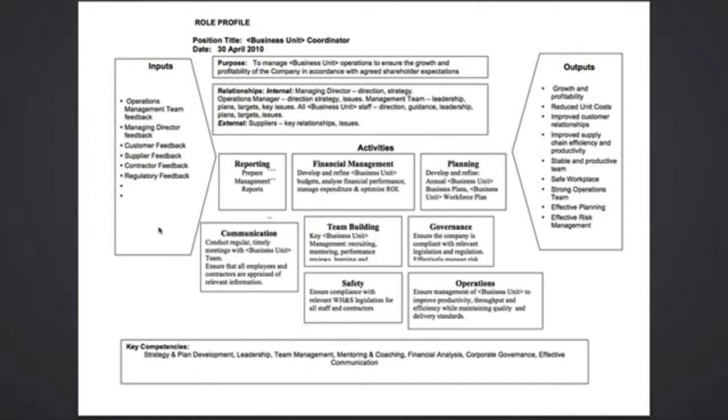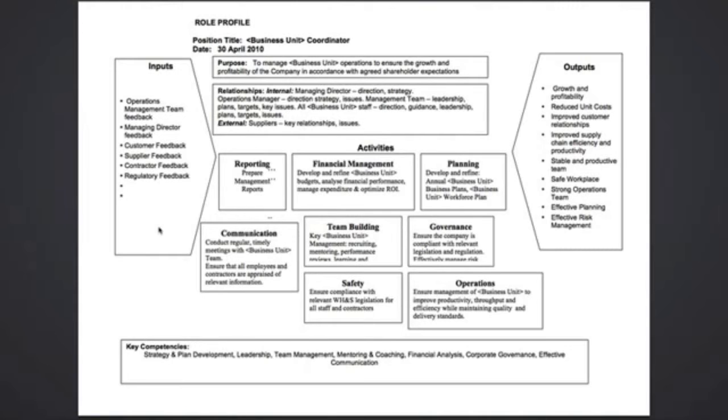Once you've defined the outputs, then it's relatively simple to go through and define the key activities. What I tend to do is look at them and come up with those headings that you can see there, like reporting, financial management and planning, and that sort of stuff. Then once I've got those large headings mapped out, I go through and fill out the detail. For financial management, we add in things like governance, to ensure the company is compliant with relevant legislation and regulation.